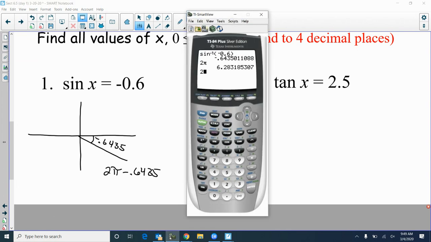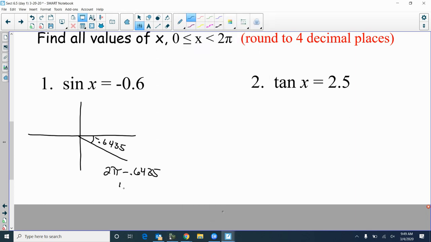Well, I actually got it right there. So if I just hit minus 0.6435, I get 5.6397.